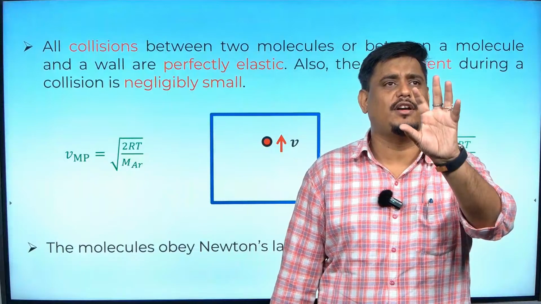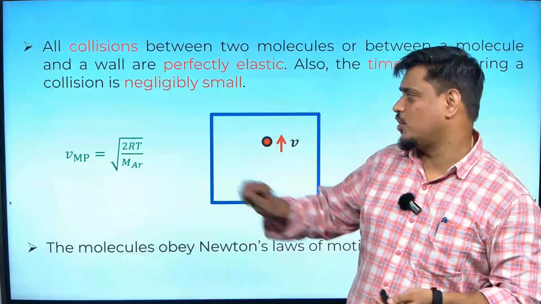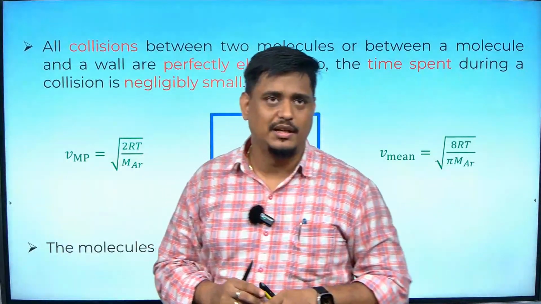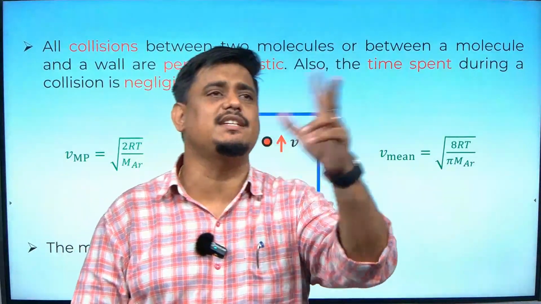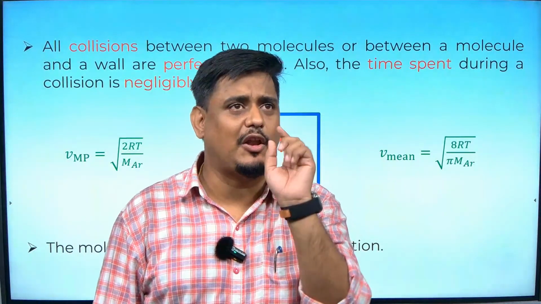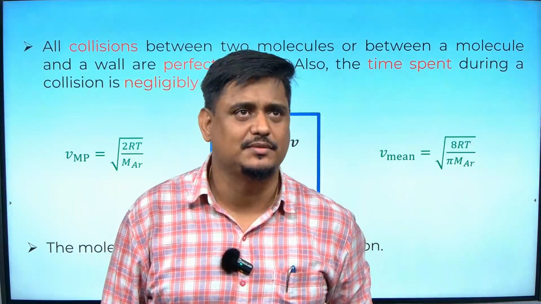If I give 40 degrees Celsius, what is the velocity of the gas? The most probable velocity of the gas, this formula will give you. This formula is not for finding the change in velocity because of temperature. This formula is giving you the velocity at a particular temperature.